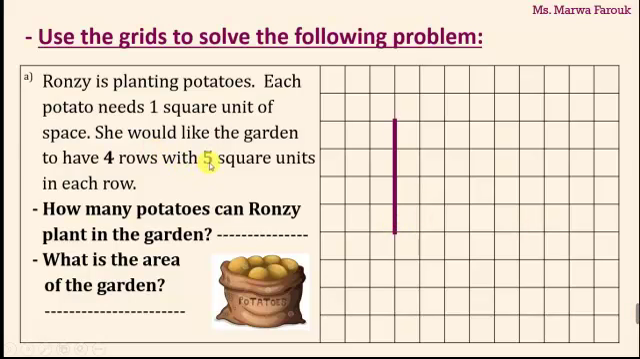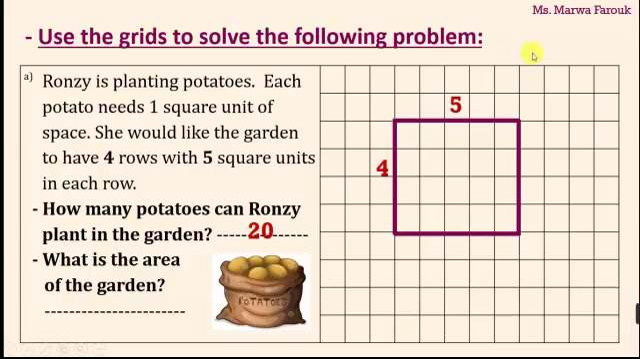And each row has 5 square units. So I'm going to count to 5. 1, 2, 3, 4, 5. So I'm going to draw a line with 5 square units. Now I'm going to complete the shape. Okay, so how many potatoes can Rosie plant? We said that she can plant a potato in 1 square unit. So I'm going to count the squares. 1, 2, 3, 4, 5, 6, 7, 8, 9, 10, 11, 12, 13, 14, 15, 16, 17, 18, 19, 20. So I got 20 potatoes that Rosie can plant in this garden.